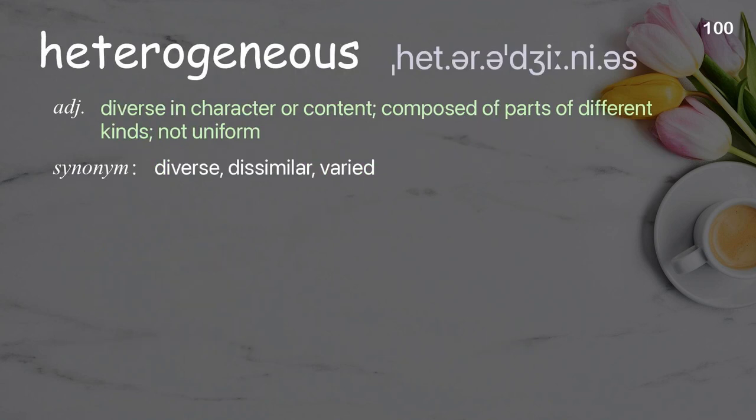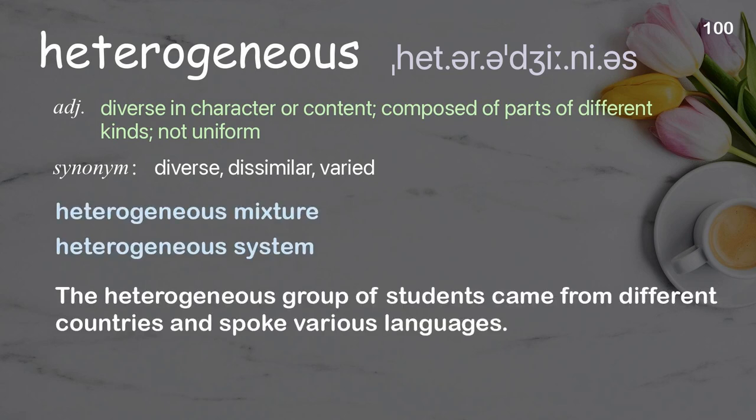Heterogeneous. Diverse in character or content, composed of parts of different kinds, not uniform. Examples. Heterogeneous mixture. Heterogeneous system. The heterogeneous group of students came from different countries and spoke various languages.